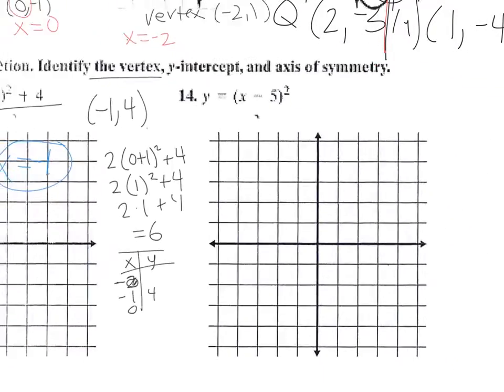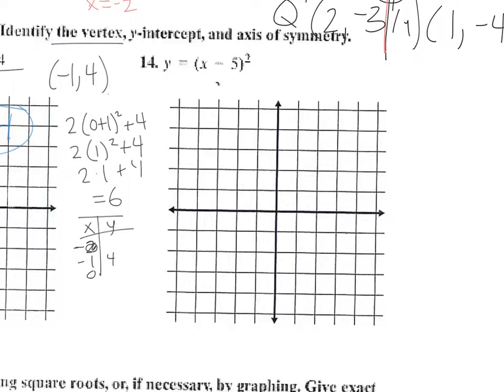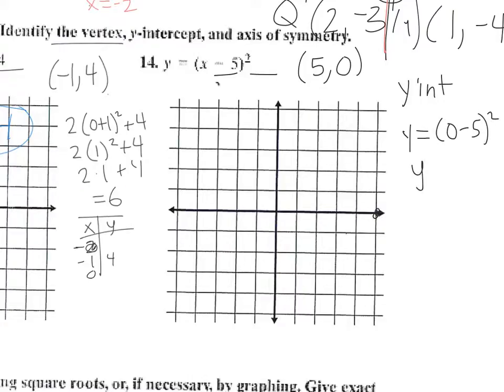And then 14, my vertex is at +5. There's nothing right here, so it's 0. So I go over to 5, 0 right here. And now I'm going to find the y-intercept. So for the y-intercept, set x equal to 0. So 0 minus 5 squared. So that's 25.